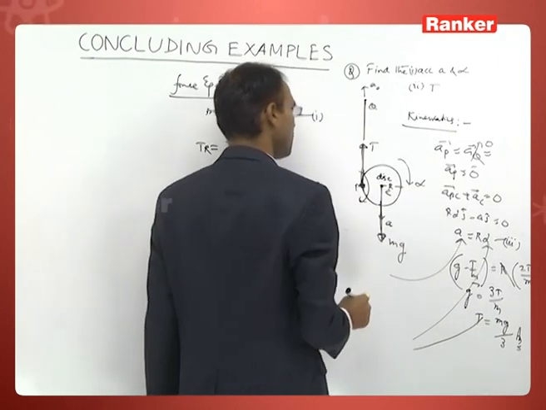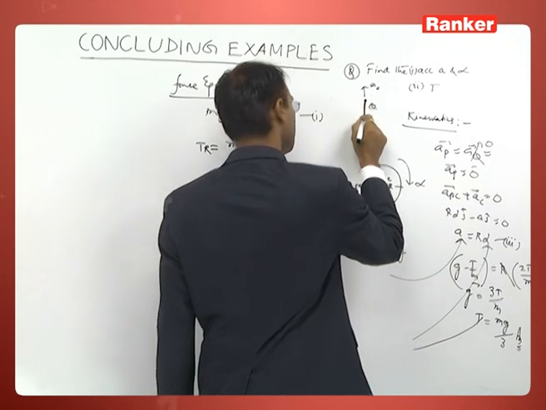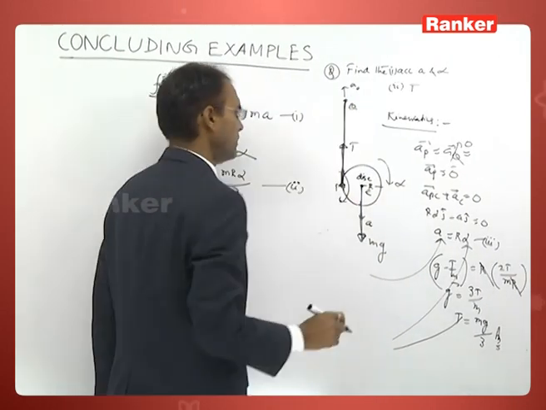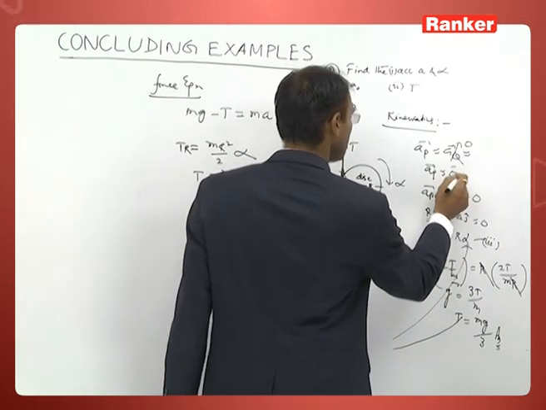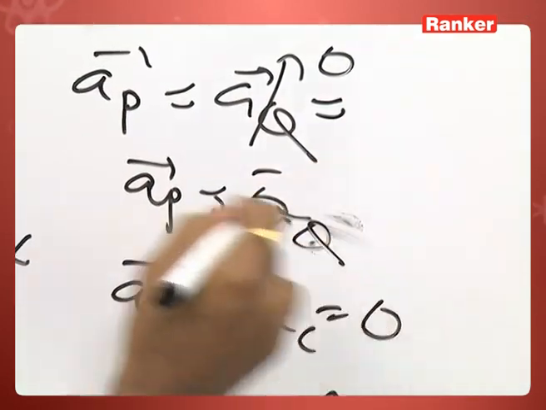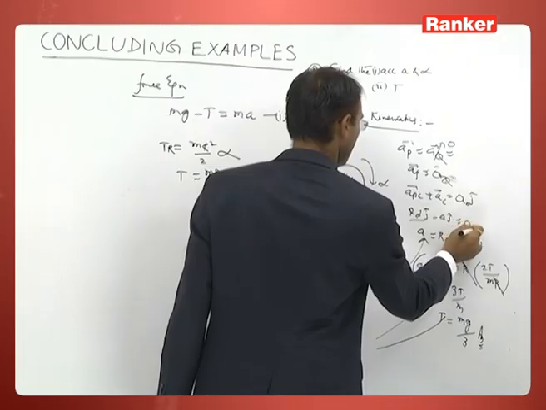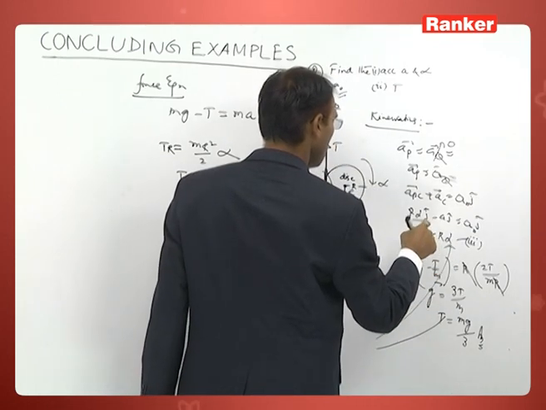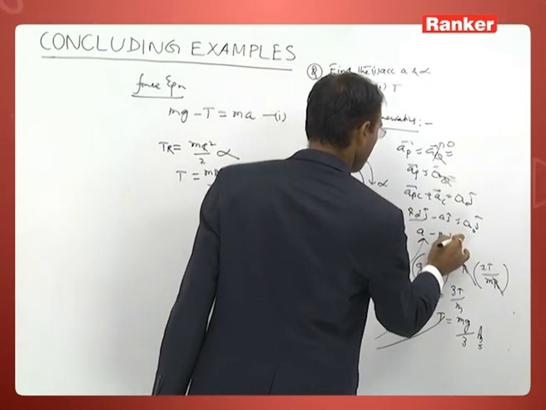In the kinematical equation, there is a change. AP will be equal to AQ, because since the string is inextensible, these 2 points will have same acceleration. AP will be equal to R alpha j cap minus A j cap, and that's equal to AQ. Now AQ is now A naught j cap. So instead of A is equal to R alpha, it should be written A minus R alpha will be equal to A naught.